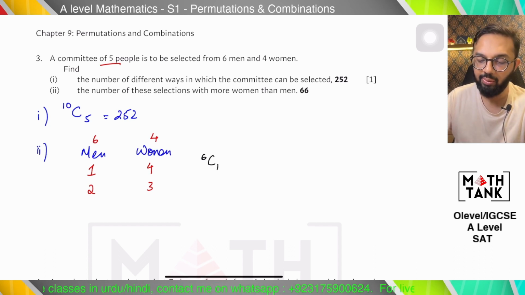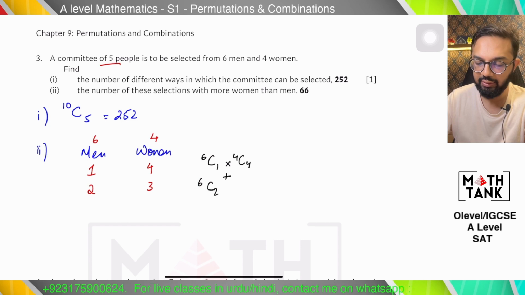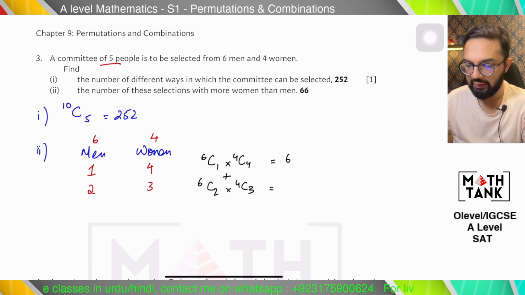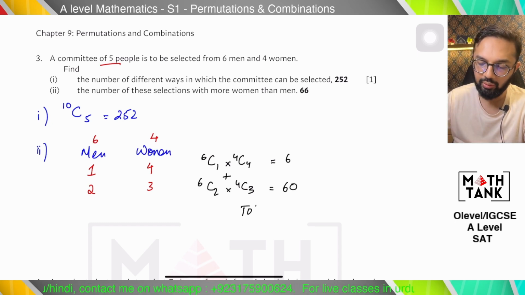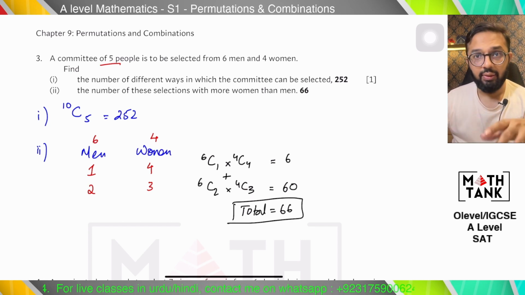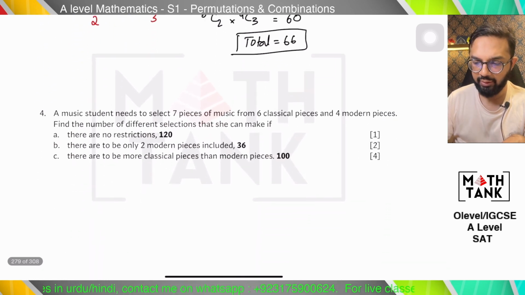So 6C1 into 4C4, I keep multiplying till my committee is complete. Then I add the second case 6C2 into 4C3. Okay, so I think that gives me 6 and that should give me 60. Yes, that gives me 60. So total is 66. I think that's simple again. Let's look at this next question.